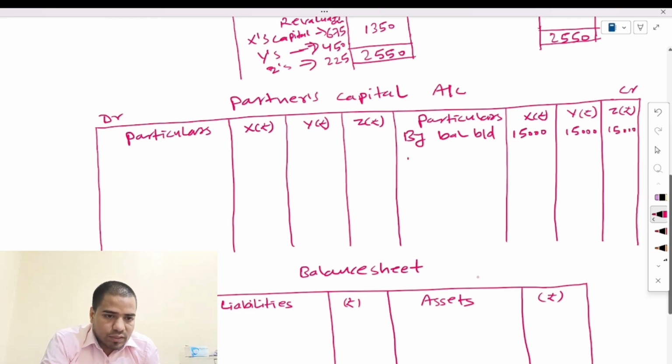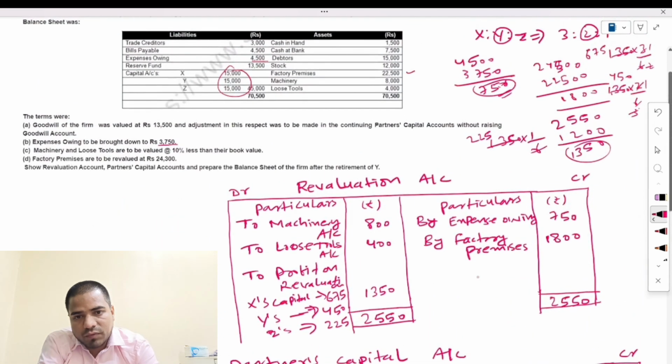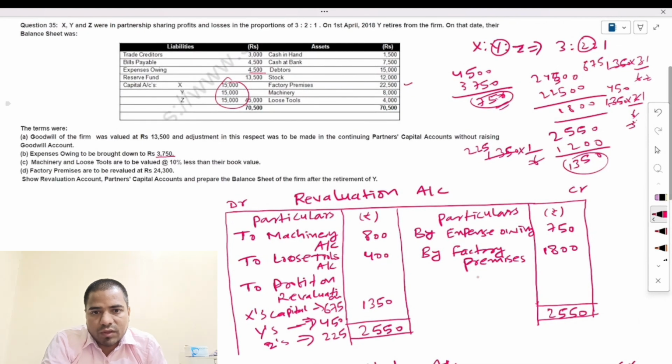Now first of all we will transfer the profit on revaluation by revaluation account. Profit 675, 450 and 225. Now we have to find out if there is any reserve here.